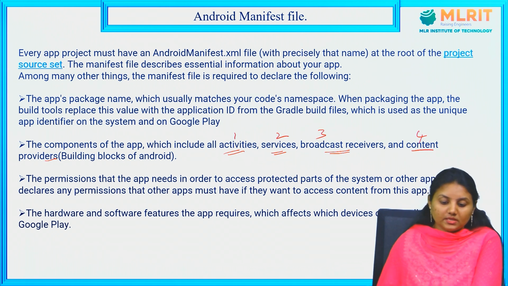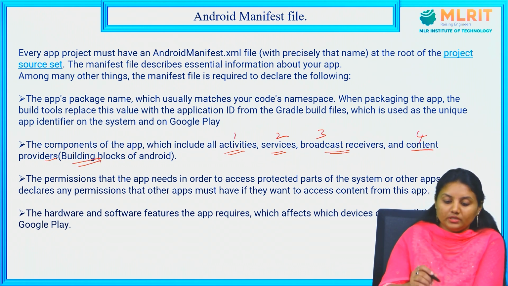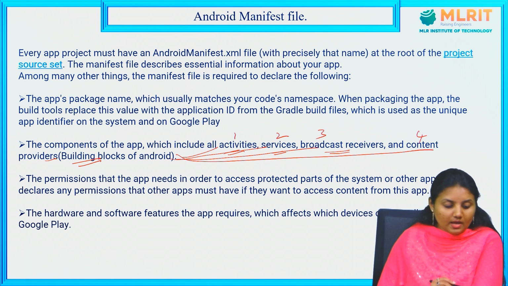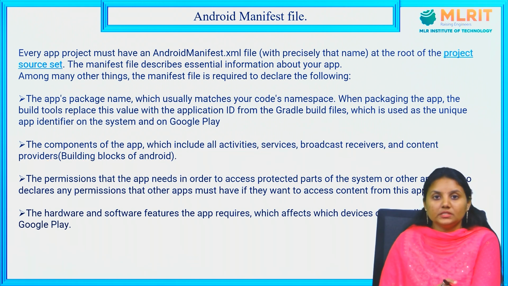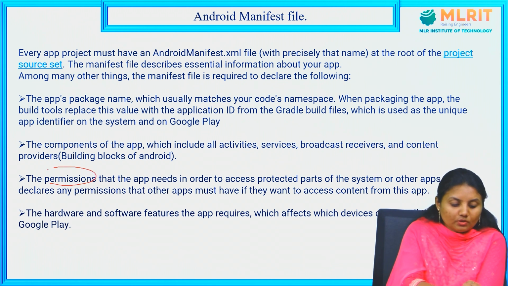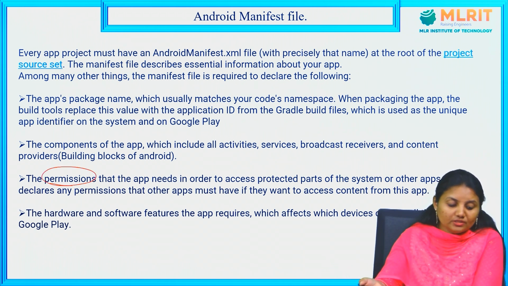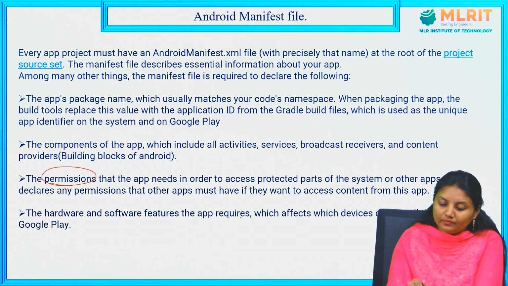All these four are known as the building blocks of Android: activity, service, broadcast receiver, content provider. These are the four building blocks of Android Studio. And then permissions can also be set using this manifest file, to access the applications based upon the given permissions. How to give the permissions, I'll show you. Hardware and software features are required, which affects which devices can install the app.